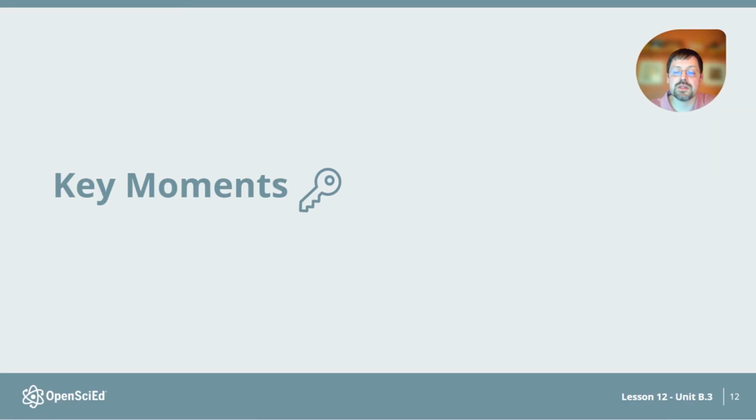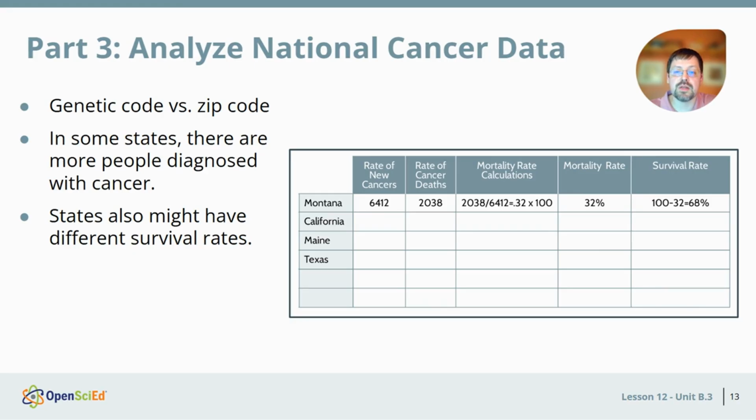Here are some key moments. In Part 3, students research whether where you live impacts your likelihood of being diagnosed with cancer or surviving cancer. Is your genetic code as important as your zip code where you live? These are large data sets taken in an entire state, but there are still significant differences in the data in terms of how common cancer is and how likely one survives.